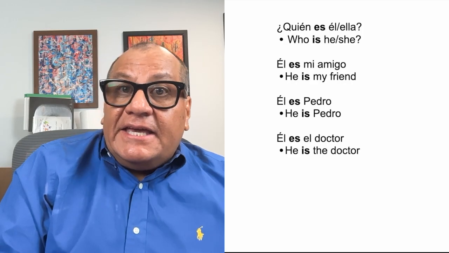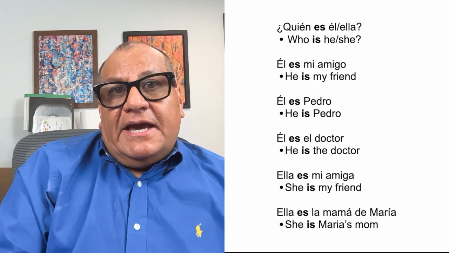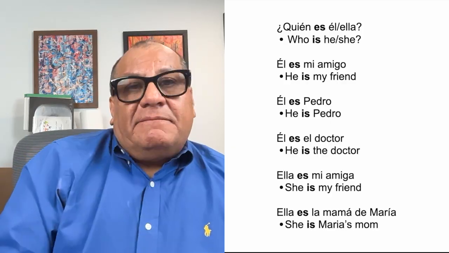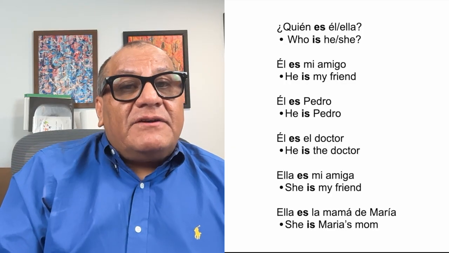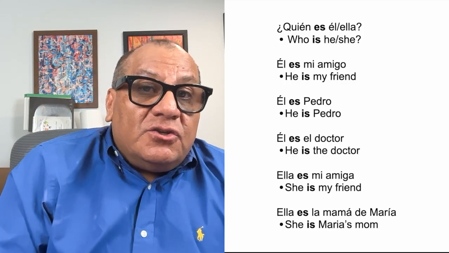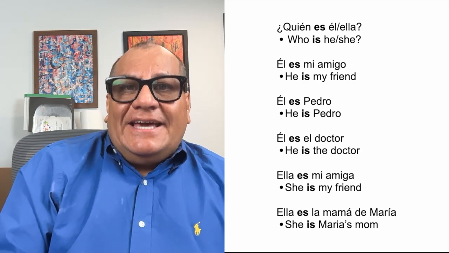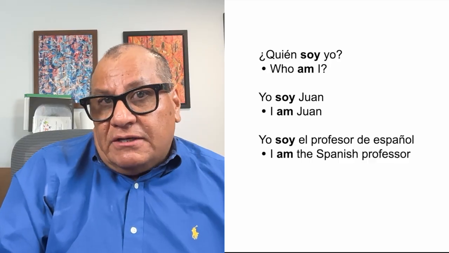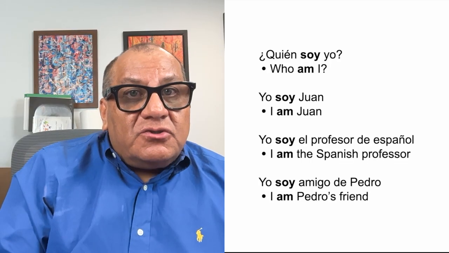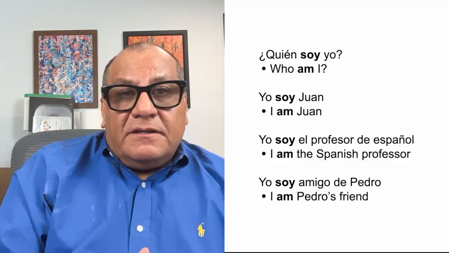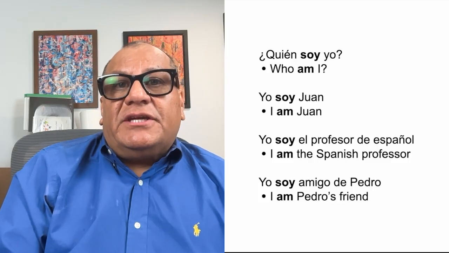¿Quién es ella? Ella es mi amiga. Ella es la mamá de María. We use ser to identify relationships. We can also use ser to indicate occupation or profession. Answering the question, ¿quién es? ¿Quién soy yo? Yo soy Juan. Yo soy el profesor de español. Yo soy amigo de Pedro. Therefore, the third use of ser is going to be to identify people.